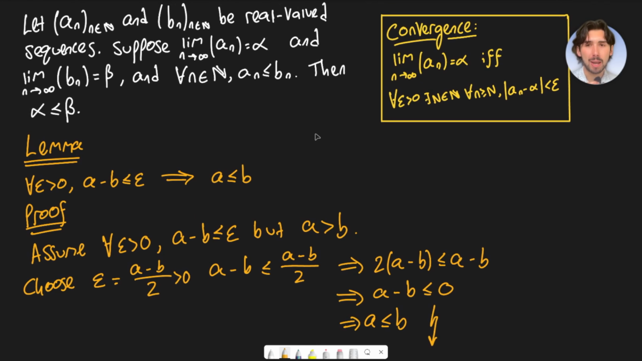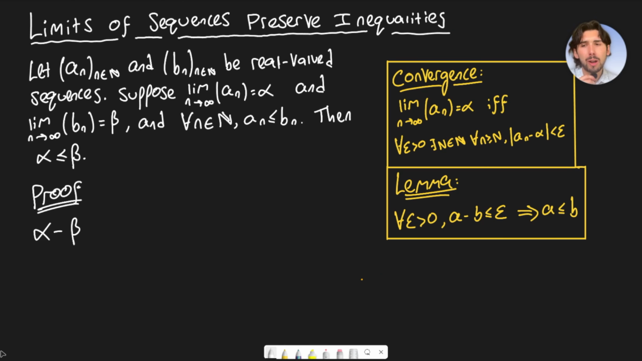Let's get on to the main proof now. So we're going to start off by looking at this quantity alpha minus beta. Now, this is where the lemma comes in. My objective in this proof is to show that for all epsilon greater than 0, alpha minus beta is less than or equal to epsilon. If I can do that, it means that alpha is less than or equal to beta by the lemma. That's why we have the lemma. So I'm going to start off with alpha minus beta. I want to show this is less than or equal to epsilon. That's going to be my objective.